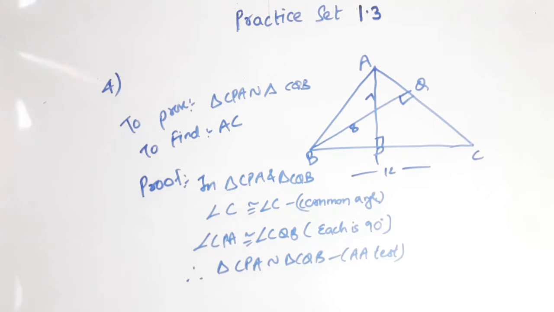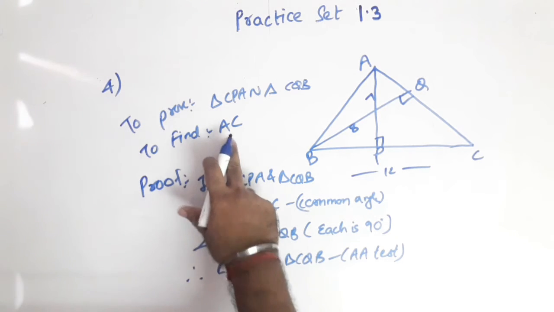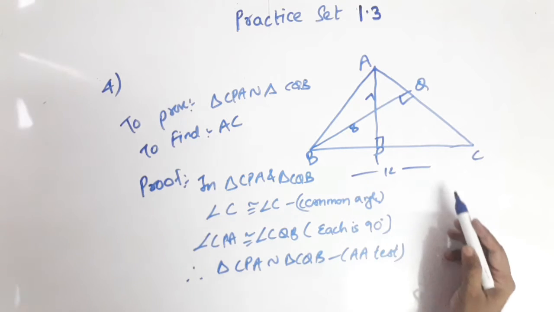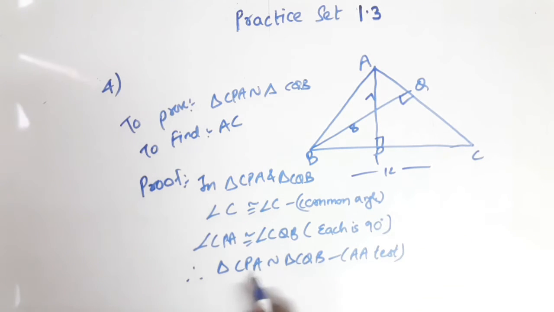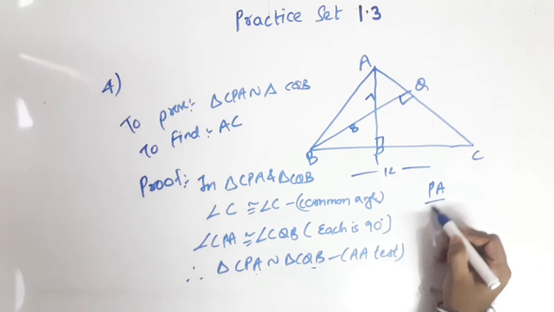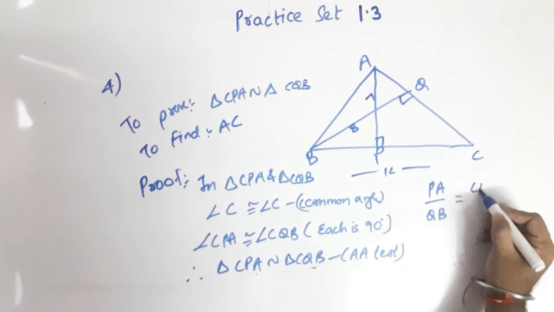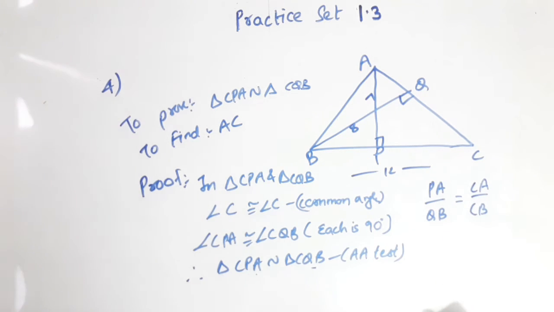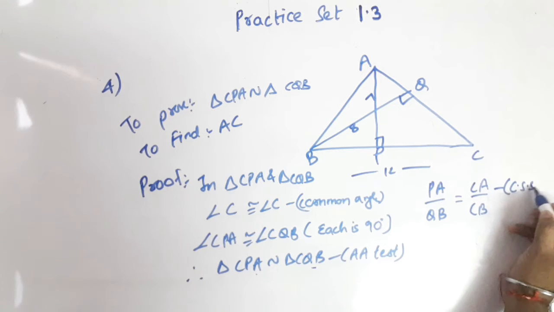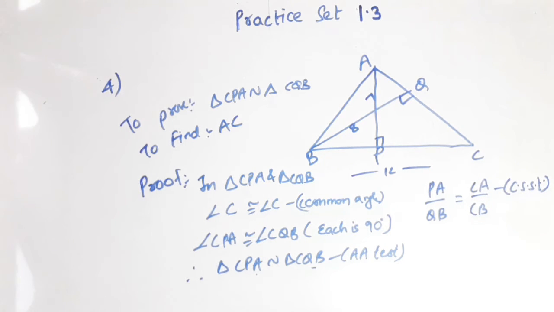Now, because they are similar, I can write their CSST, which will help us in finding AC. Okay, so CP and CQ I don't want, so I'll move on to the next one. I'll write PA upon QB equals to what? First and third is CA upon CB. Okay, so this is CSST, corresponding sides of similar triangle.